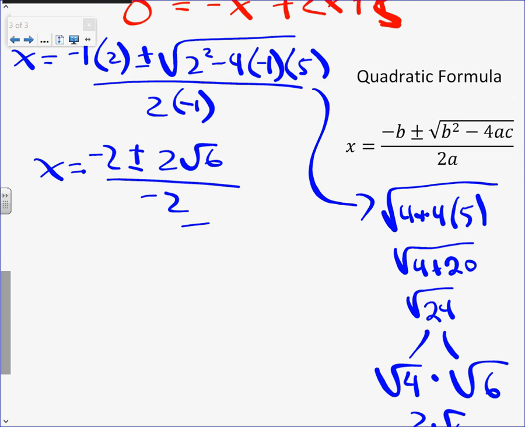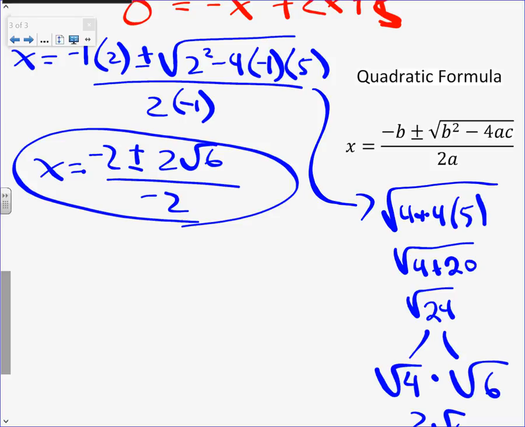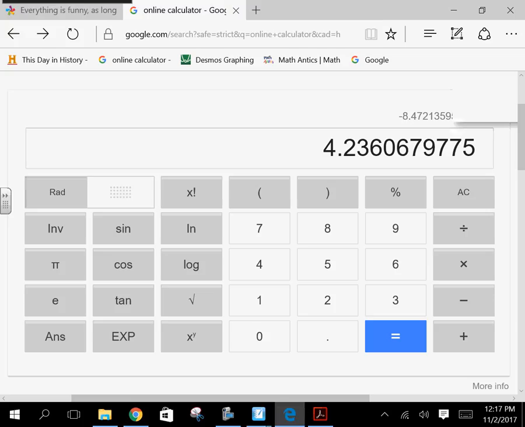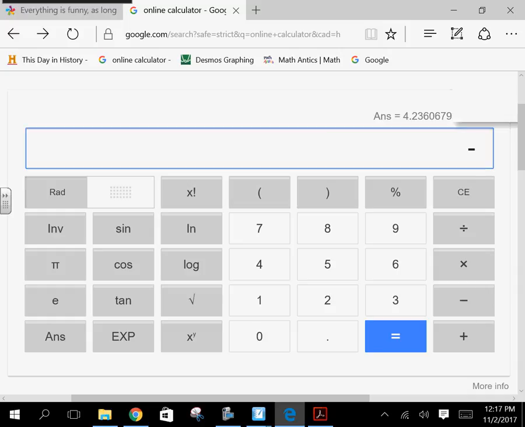I don't want exact answers. Neither do you. We want approximate answers so we can graph these puppies. There's no way you're going to do this in your mind unless you're some genius. So watch this. On my calculator, negative 2 plus 2 rad 6 divided by negative 2 is my first answer. Negative 2 minus 2 rad 6 divided by negative 2 is my second answer. Let's do it. Here we go.